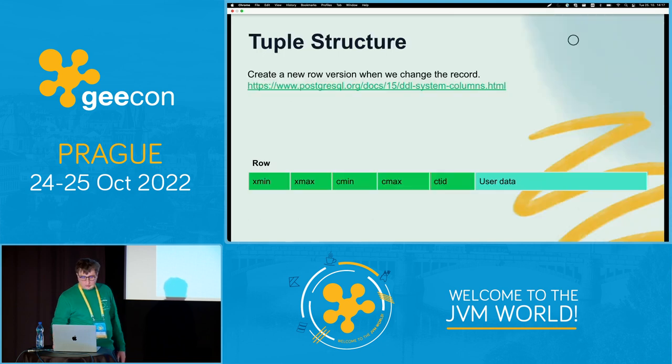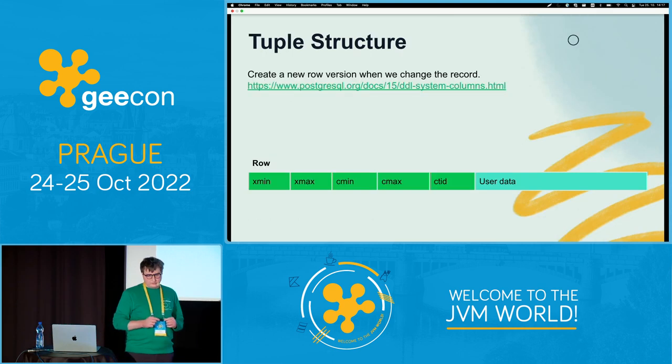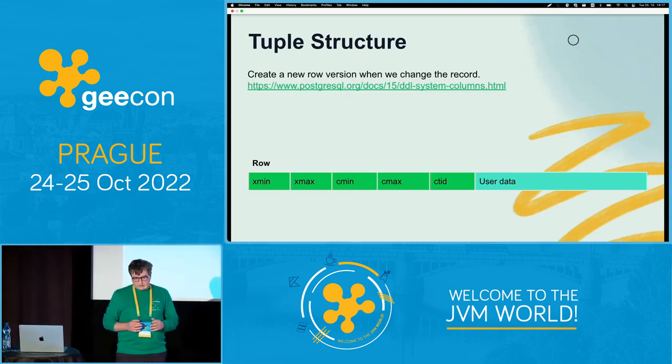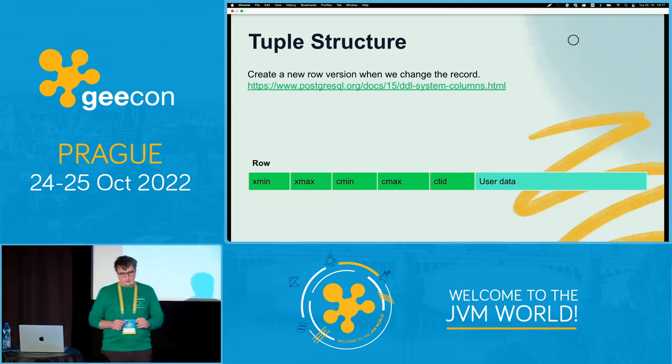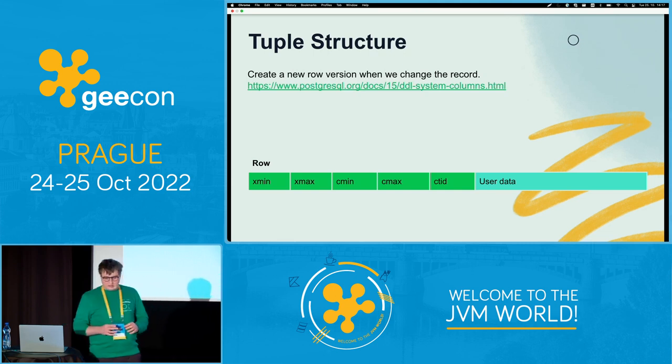So let's take a look at how Postgres implements it. If you read the source code, of course, Postgres is being developed, so it can change. But I'll try to give you a simple picture of it. A row version has xmin, xmax, cmin, cmax, and ctid. It also has some other flags, and it has user data.